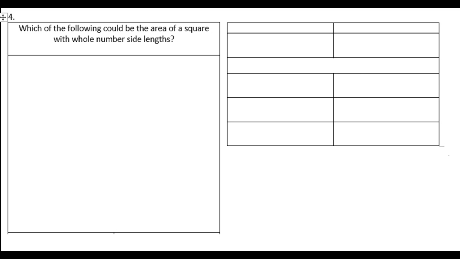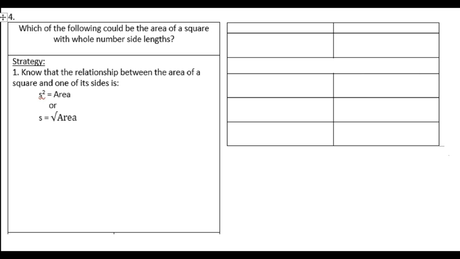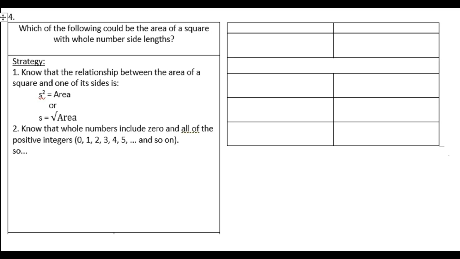Which of the following could be the area of a square with whole number side lengths? Now, there's 3 things we need to think about here. First, we know that the relationship between the area of a square and one of its sides is s squared equals area. If you have a square that's 5 units on one side, 5 times 5 is 25. We also know that the side is the square root of the area. So if the area is 25, the square root is 5. That's the length of one side.